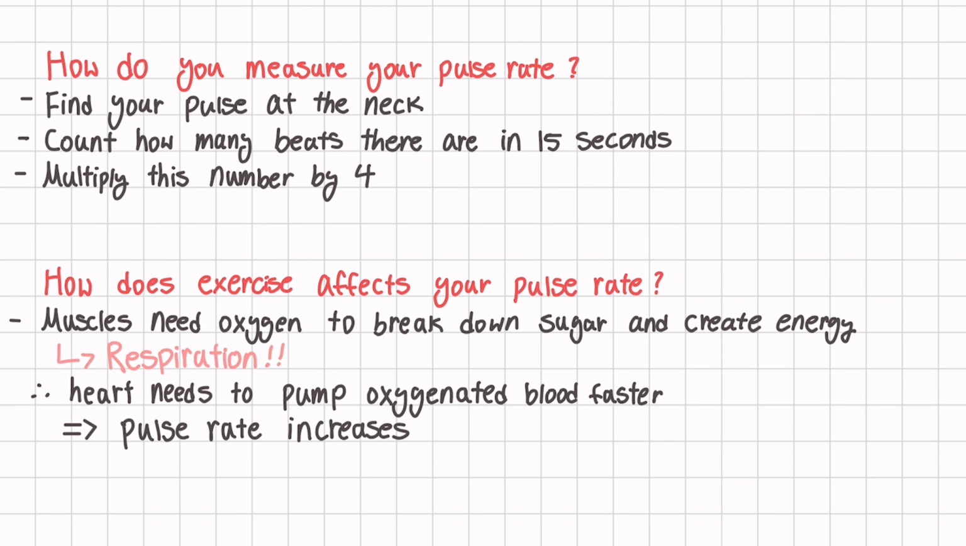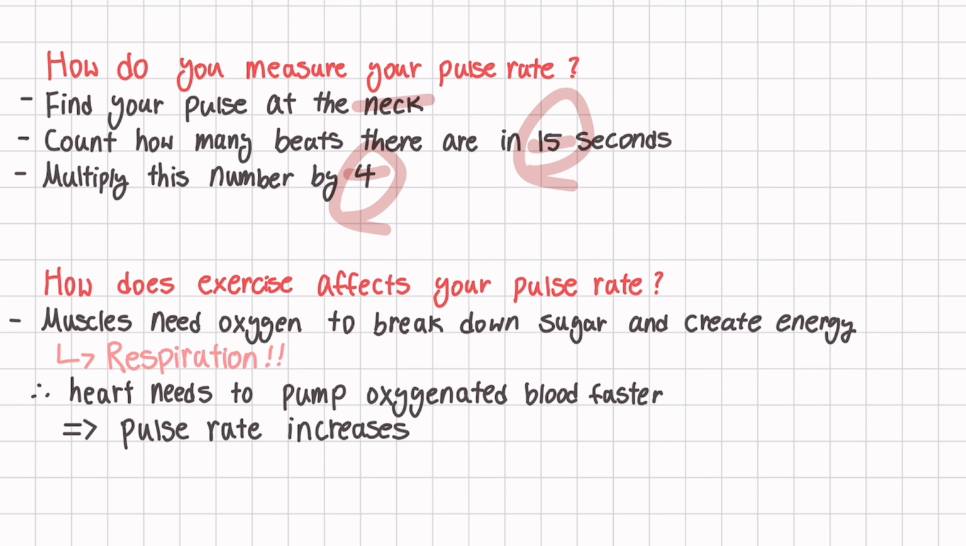Now, let's look at how you measure your pulse rate. First, you have to find your pulse at the neck, which is next to the trachea. And then, once you've found it, you have to count how many beats there are in 15 seconds. Then you multiply this number by 4 to find out your BPM. BPM, as you all know, refers to beats per minute. That's why you multiply the 15 seconds by 4, in order to find out how many times your heart beats in 60 seconds, which is a minute. That was a little bit of an over-explanation, but I'm just telling you guys just in case.